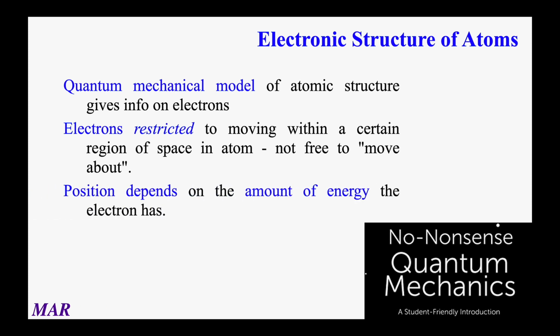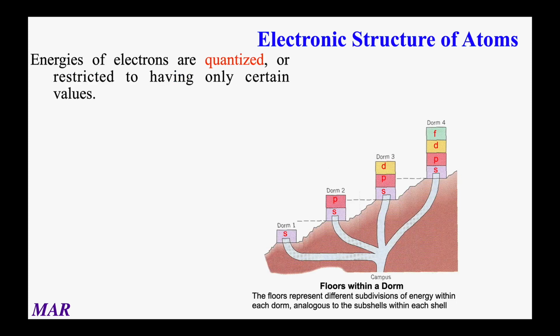The position depends on the energy. If the energy is high, then of course you'll have more variation, but if it's lower in the ground state, then it will be just in a certain place. They say the energies of electrons are quantized. They can only be in certain places. They can't be anywhere they want.